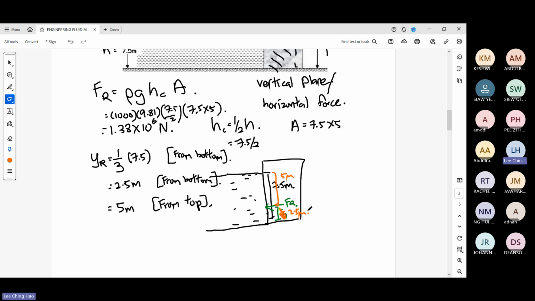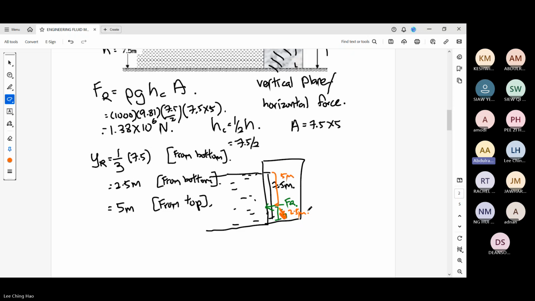Again, do not confuse the vertical plane with the vertical force. So, any questions? Any questions for this case?